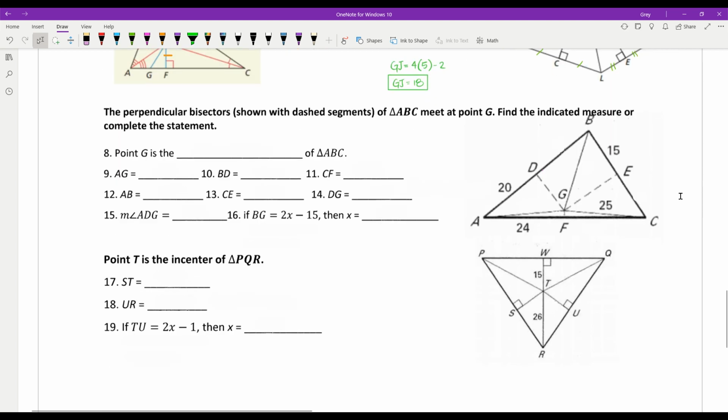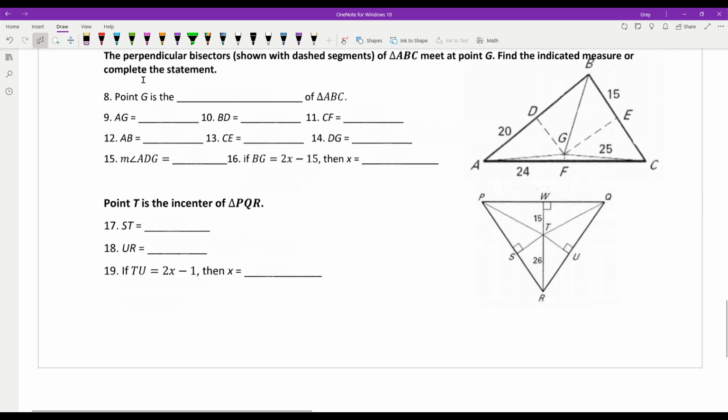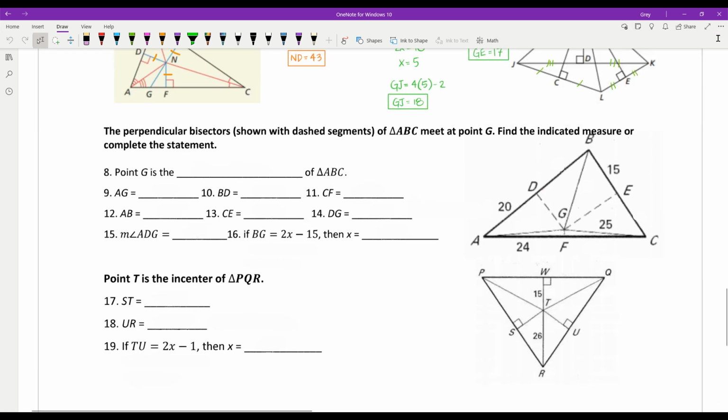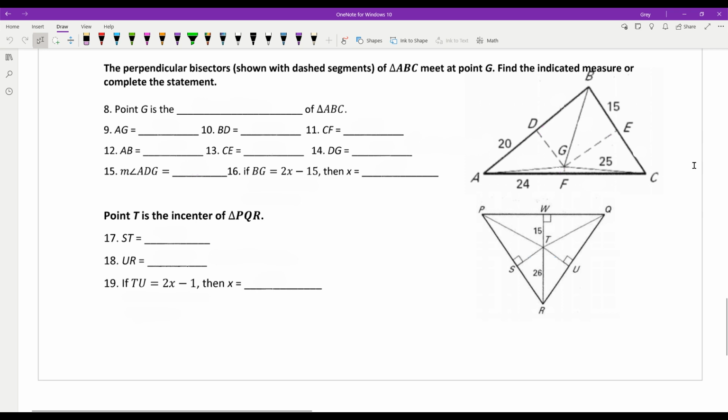Okay? Number 8, the perpendicular bisectors shown with the dashed lines, so they're telling me they're perpendicular bisectors of triangle ABC meet at point G. So G is my circumcenter. Find the indicated measure or complete the statement. Again, I'm going to encourage you, y'all, draw on this picture, write it, because it's so much easier to go back and fill in. We did just say G is the circumcenter, so you don't have to write that part on there.